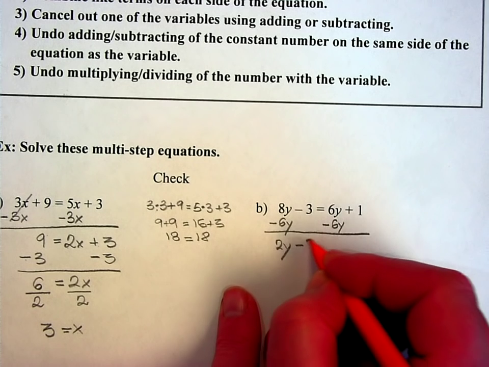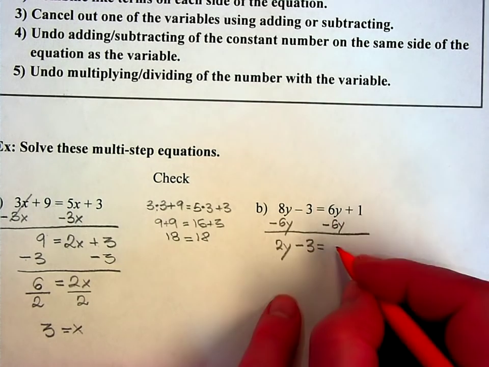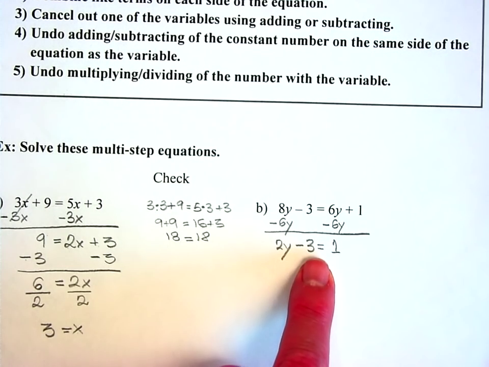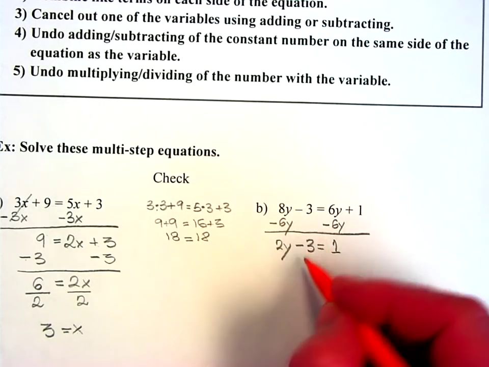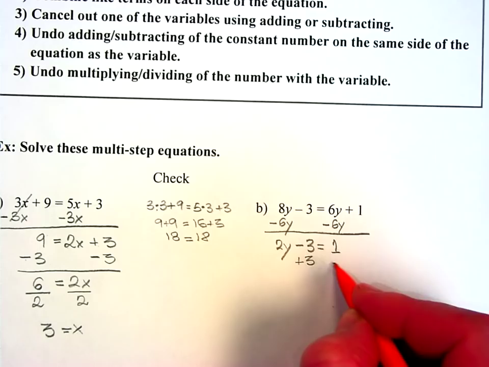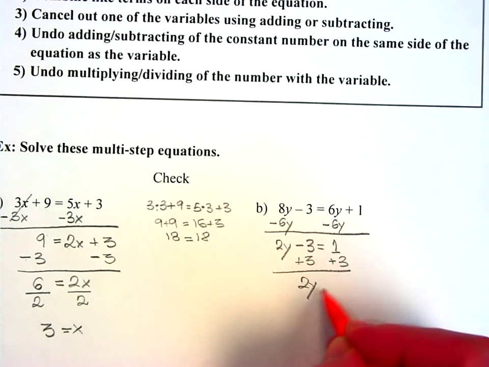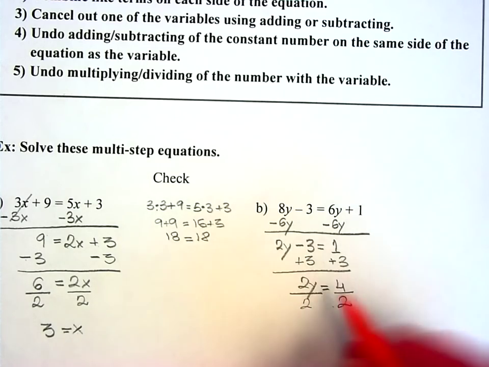I still have minus 3 on that side. I still have equal. These two cancel out, and I have 1 left on the other side. Now notice that's just a plain two-step equation. I need to undo subtraction first by adding 3. Do the same to the other side to keep the balance. And I have 2y left on the left side and 4 on the right side. Now we undo multiplication by dividing, and we have y equal 2.